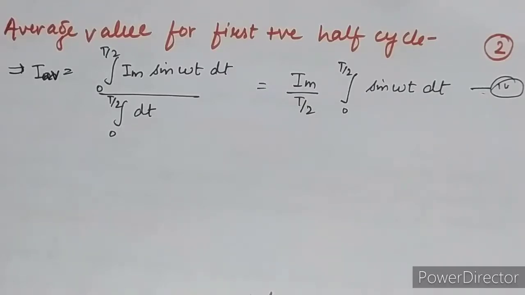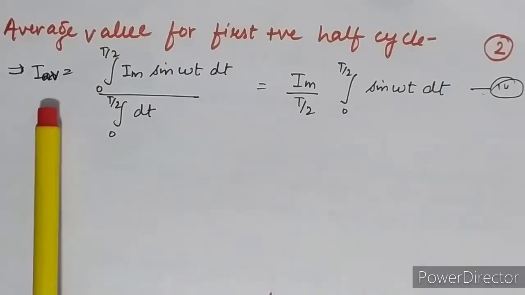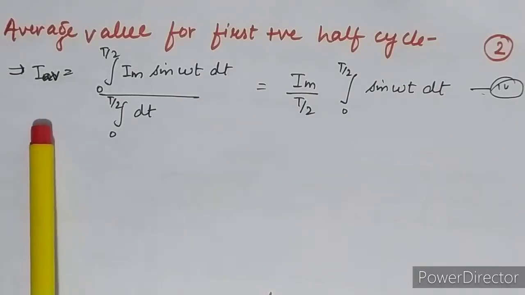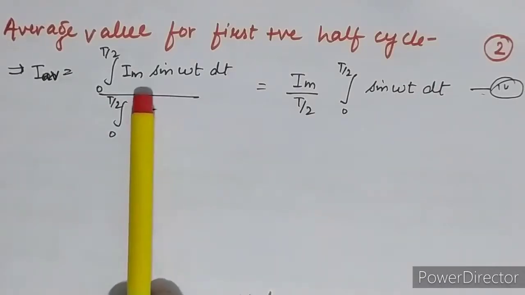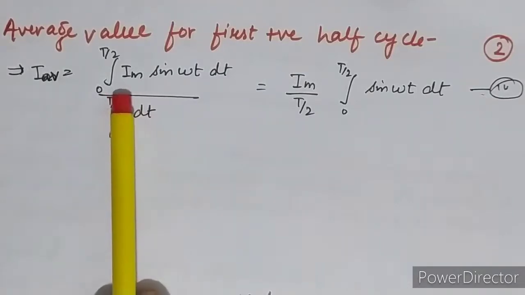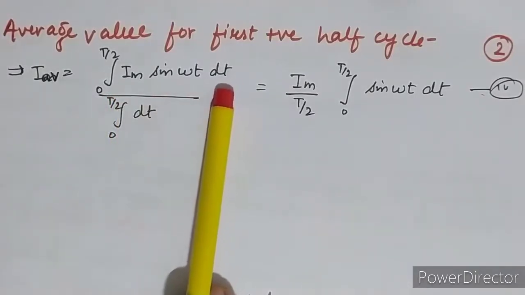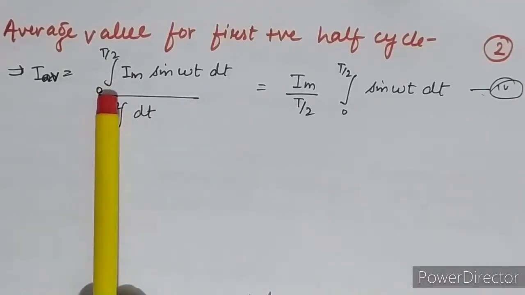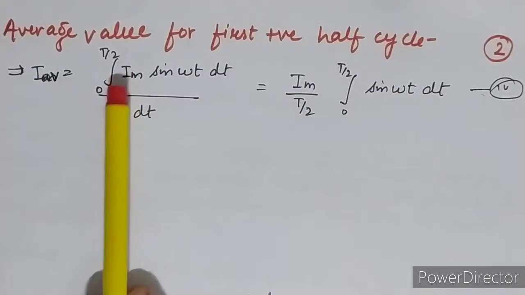Now I have given you homework: derive the average value of the first positive half cycle of a current in a sinusoidal wave. Here is the hint. For calculating the average value, the instantaneous value is I equals Im sin omega t. With respect to dt we do the integration, and the limit is from 0 to the half cycle, that is T by 2, on the average time dt, 0 to T by 2.